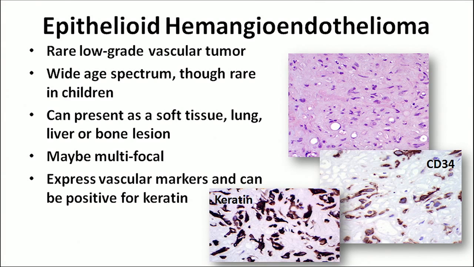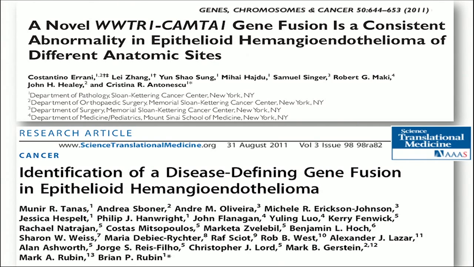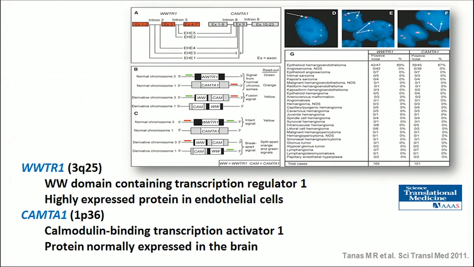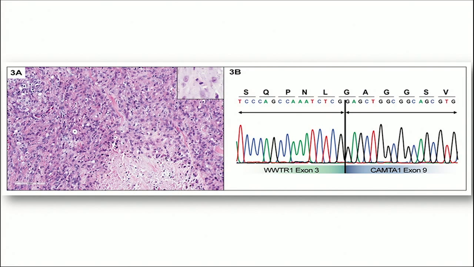Epithelioid hemangioendothelioma is not as commonly seen in the skin, but can be seen in superficial biopsies sometimes when it involves the soft tissues. And it also has a translocation now, which can be helpful diagnostically, this WWTR1-CAMTA1 gene fusion. And just some of the details about the fusion. There are several different types that can be seen. And then here's an example of a case with RT-PCR.